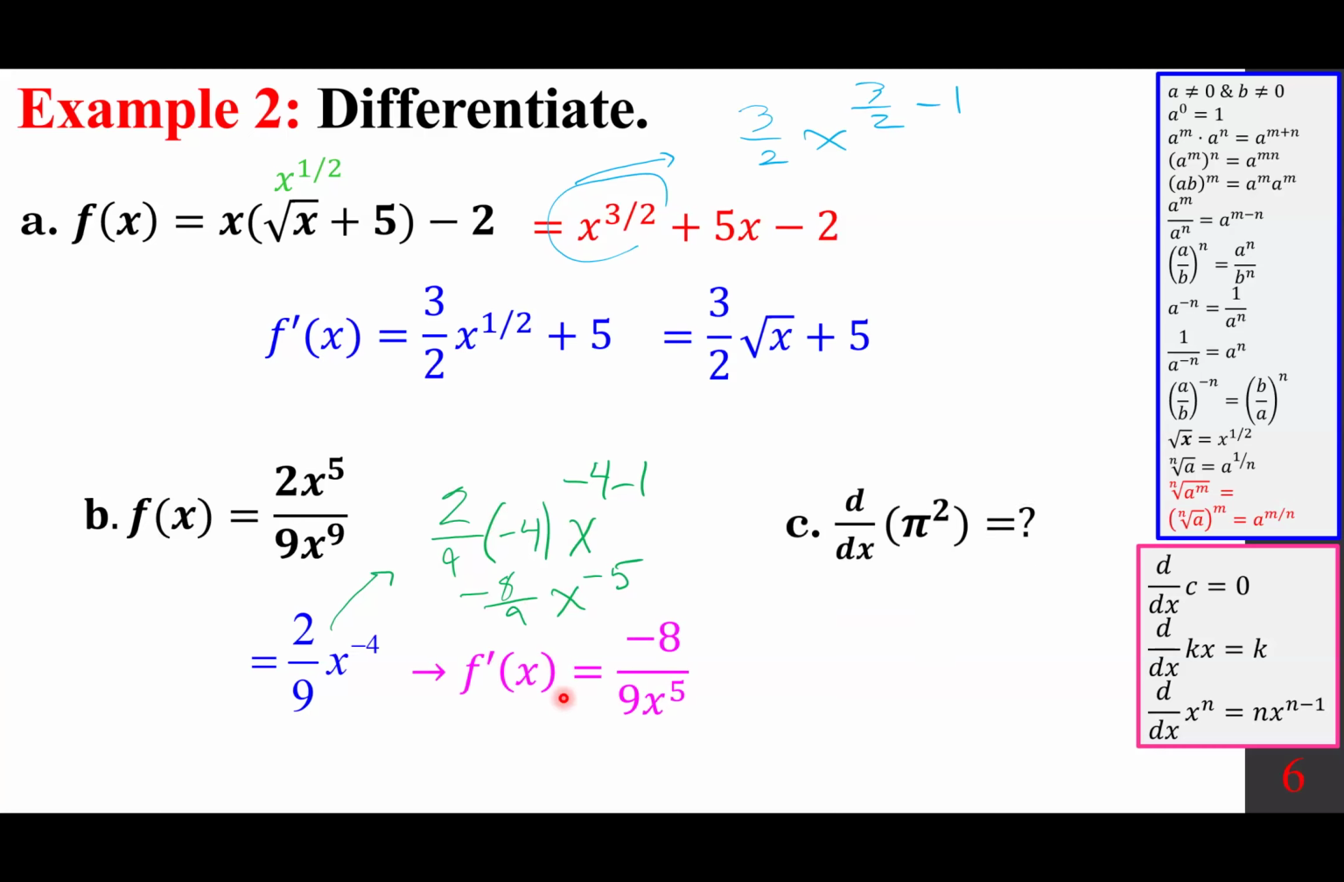d/dx of pi squared. I hope you recognize pi squared or pi or e or 2000. They're all numbers. They're all constants. Any constant, the answer is 0. Recognize this as a number. The derivative of any number, any constant, is 0.